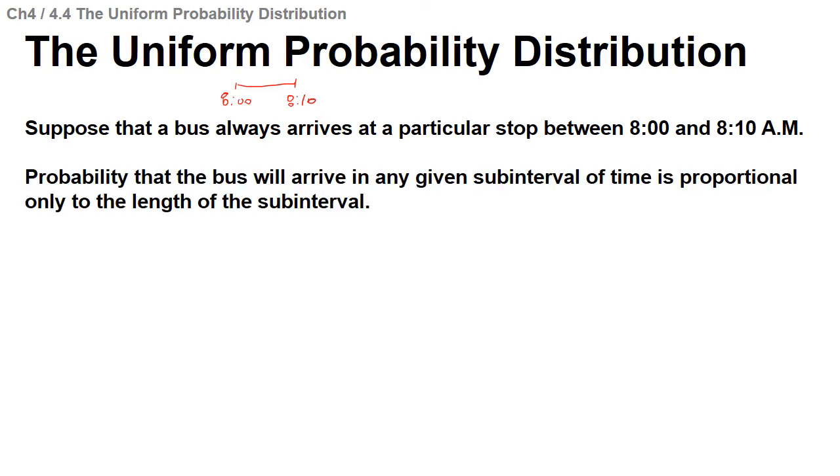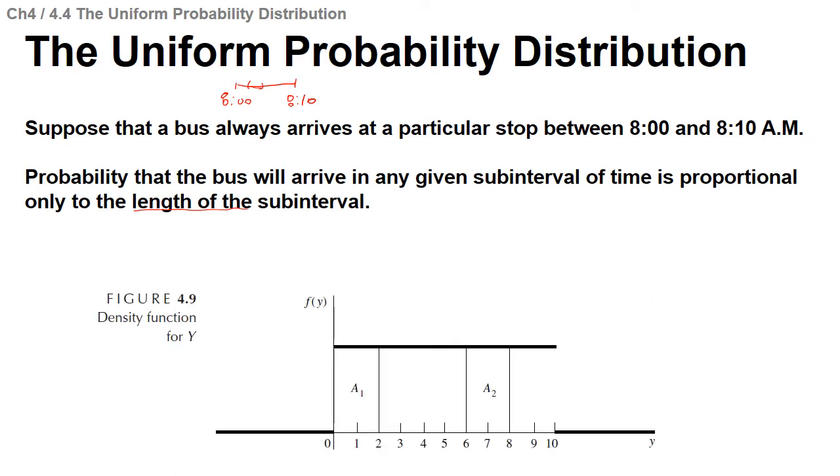The probability that the bus will arrive in any given subinterval of time is proportional only to the length of the subinterval. So this situation can be modeled as a uniform probability distribution. For any given interval, if the length is the same, then the probability, the area of A1 and A2, are the same.